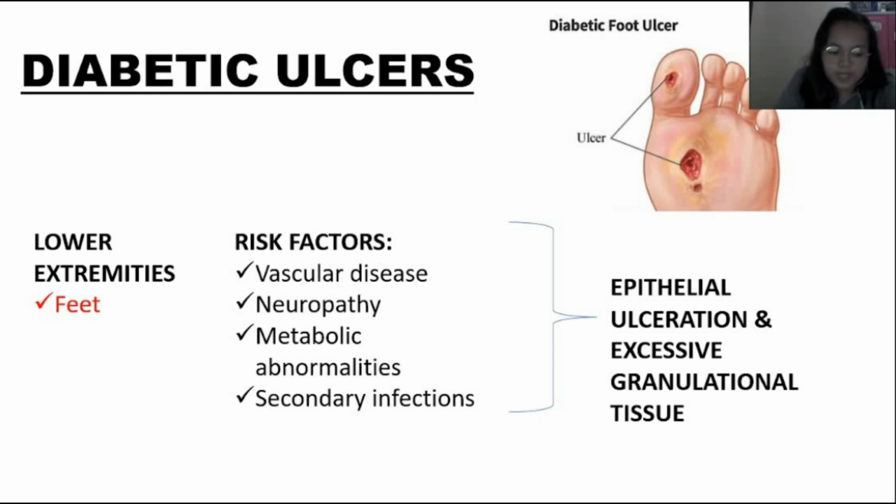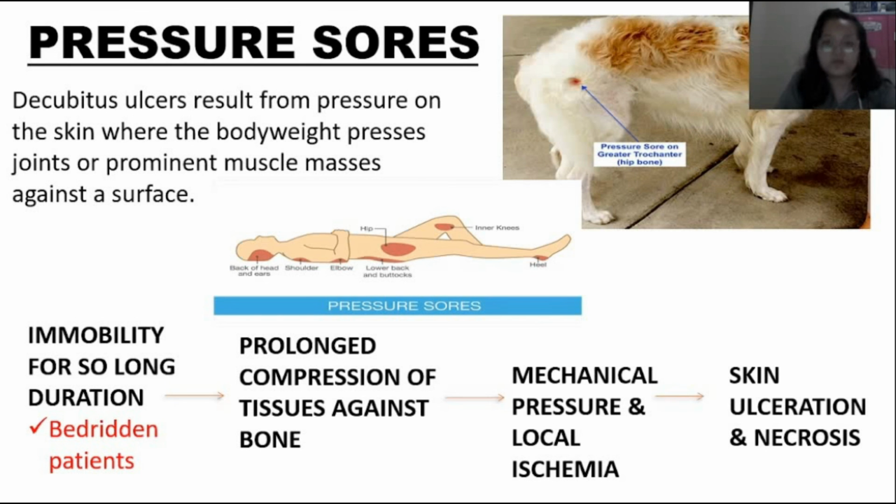Diabetic ulcer. These ulcers are seen in lower extremities, particularly in the feet. These are the factors of diabetic ulcer: the patient will have vascular disease, neuropathy, metabolic abnormalities, and be more prone to development of secondary infections. All these things finally lead to epithelial ulceration and excessive granulation tissue.